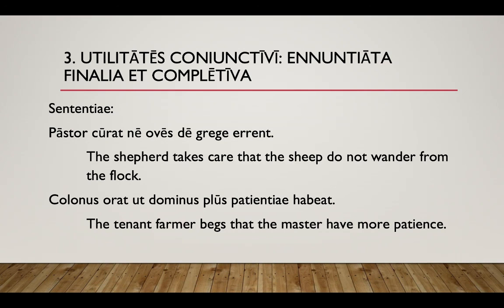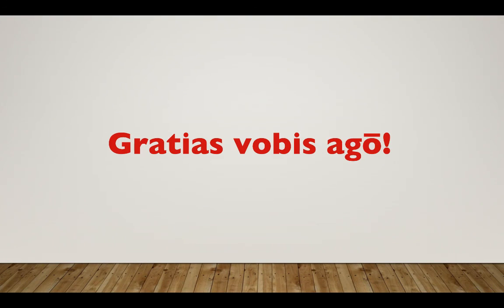Did you write the tenant farmer begs that the master have more patience? That's what this sentence means. The tenant farmer begs that, ut, this is what he's begging, dominus plus patientiae habeat. The master should have more patience. Will the master have more patience? Well, I guess we'll find out in this chapter.